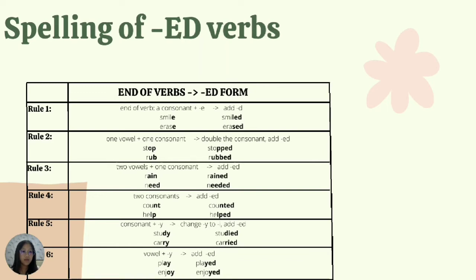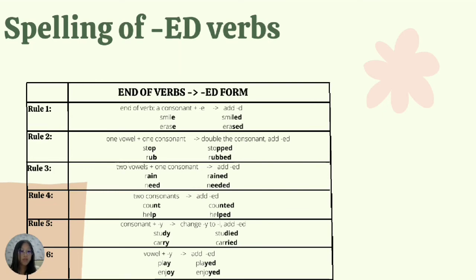There are 6 rules of spelling of ed verbs. Rule 1: the end of a verb is a consonant plus e, like smile and erase. Then we add d, which becomes smiled and erased. Rule number 2: 1 vowel plus 1 consonant. As you can see, in the word stop, there is a vowel, which is o, and a consonant, which is p. It's all the same with rub. You need to double the consonant and add ed, like stopped and rubbed.